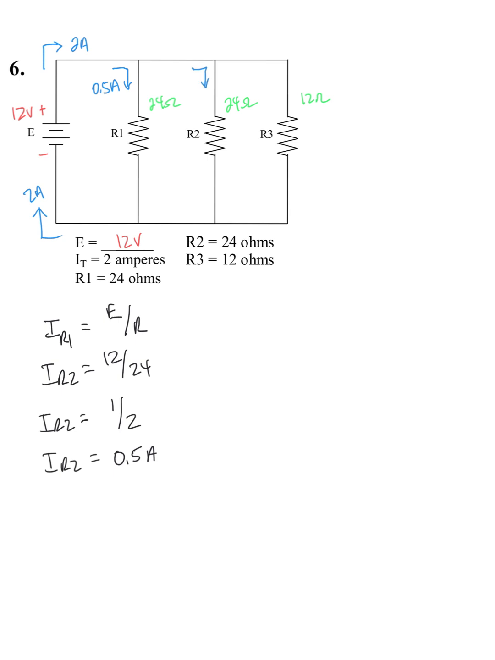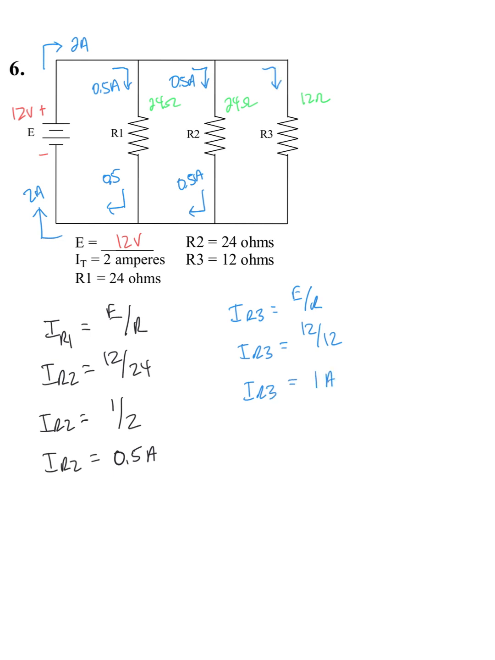0.5 amps. So we've already got 0.5 and 0.5, which would give us 1 amp. We should be saying to ourselves, well, that makes 1 amp. We got 2, so this one, R3, should be 1 amp. But let's make sure, right? So we'll go IR3 is equal to voltage over resistance. IR3 is 12 divided by 12. So IR3 is 1. So indeed it is 1 amp.